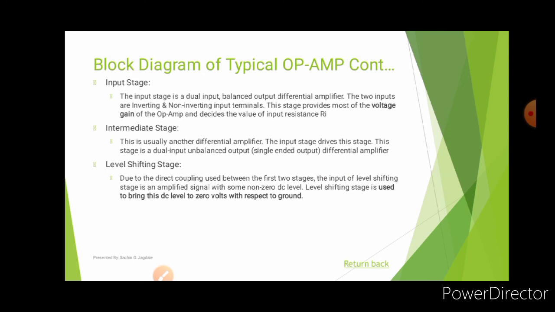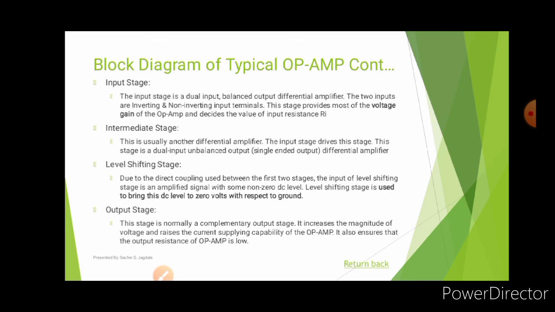Then the third block is the level shifting stage. Due to the direct coupling used between the first two stages, the input of the level shifting stage is an amplified signal with some non-zero DC level. The level shifting stage is used to bring this DC level to zero voltage with respect to ground. So whatever the non-zero value is, we need to adjust it to 0.